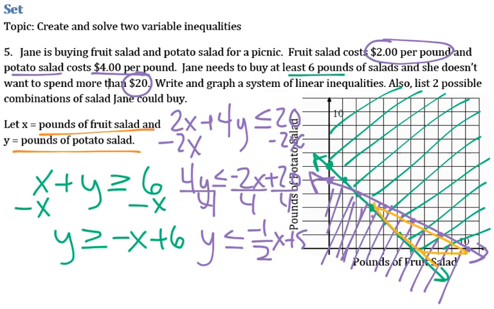Now, what are some points that would work? Well, this point would work, this point, and these points. So we could pick 2 pounds of potato salad, so y equals 2, and that would also give us 5 pounds of fruit salad. It's one combination that would work. Or we could go with 7 pounds of fruit salad and 1 pound of potato salad. Okay, so those are some combinations. Within that zone is what you're looking for.